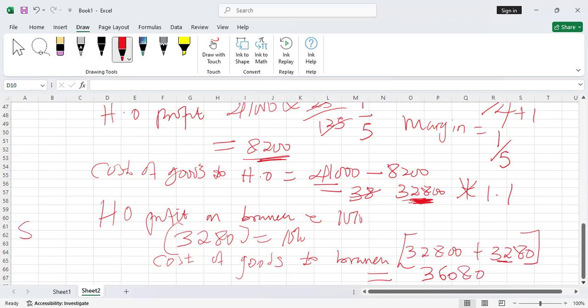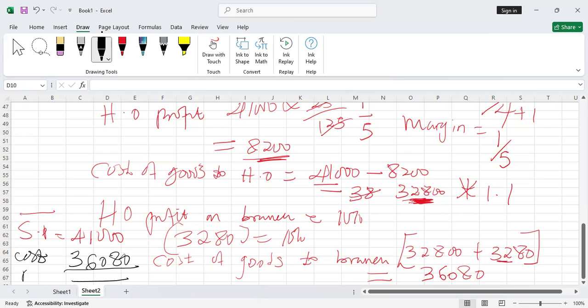So the selling price of the goods that the branch is selling, we agree is 41,000. Now watch this. Let me use a different color. 41,000, the selling price. The cost, we're in agreement that the cost of these goods is 36,080. So the profit, what are you getting?